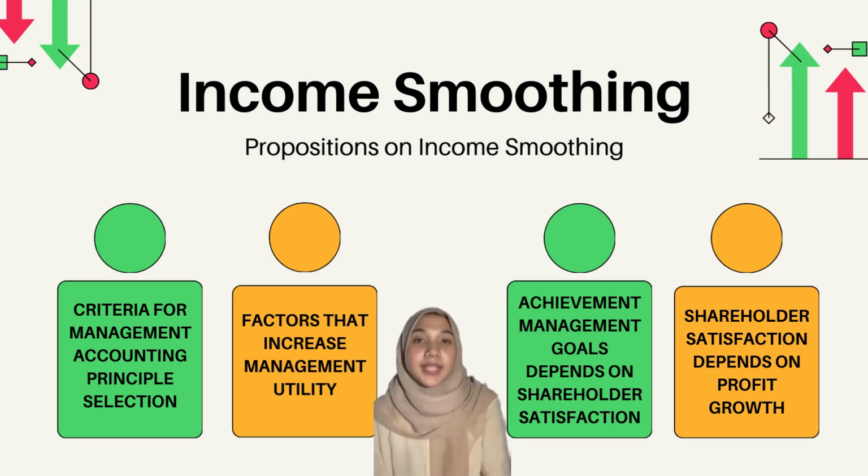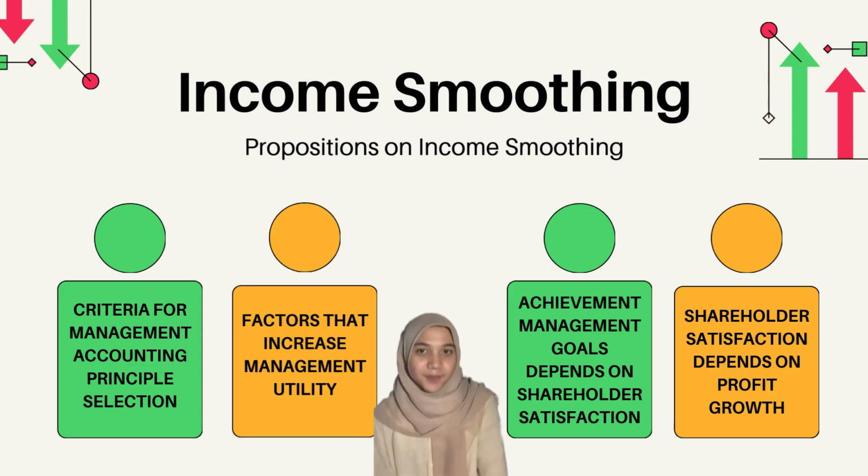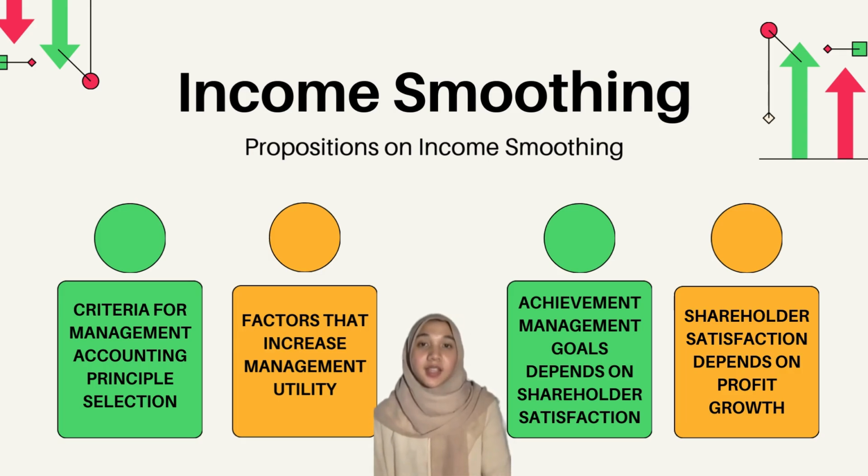The third, company size growth. Companies that grow large tend to increase management influence and position in the market or organization, which also increases their utility. And the third proposition on income smoothing, achievement of management goals depends on shareholder satisfaction. Management success in achieving the three goals above depends largely on shareholders' satisfaction with the company's performance.